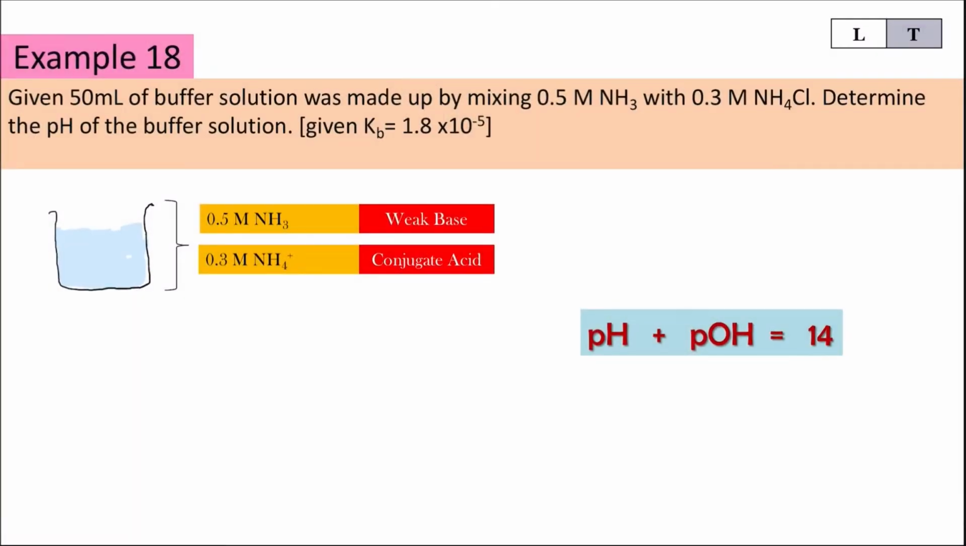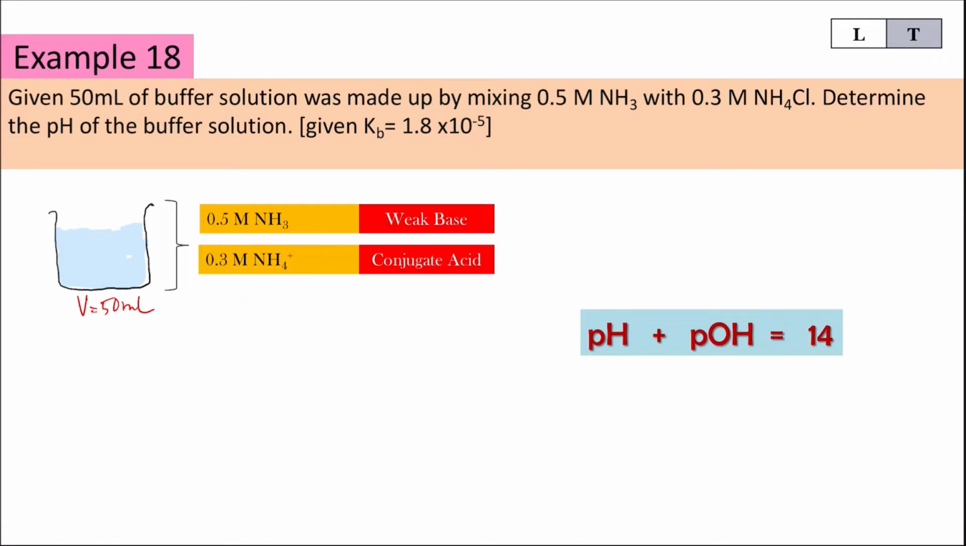So let's try example 18, how you want to apply the formula for Henderson-Hasselbalch equation dan juga formula pH-POH. Kita ada 50 ml of buffer solution. So the volume for this one is 50 ml. And then buffer solution ini mix between ammonia dan juga ammonium chloride. Awak ada concentration dia 0.5 and 0.3 molar respectively. And then you have to determine the pH.